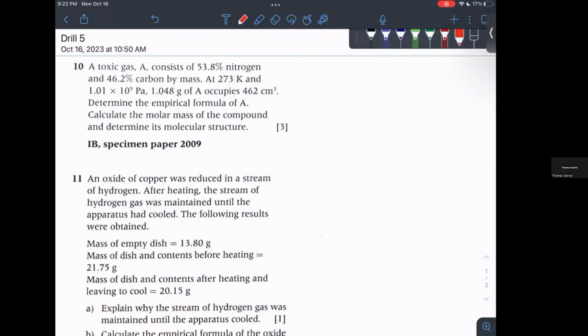All right, this is drill 5. As usual, the drill will be in the description, as will the answers to this drill. But let's just start forward with number 10.